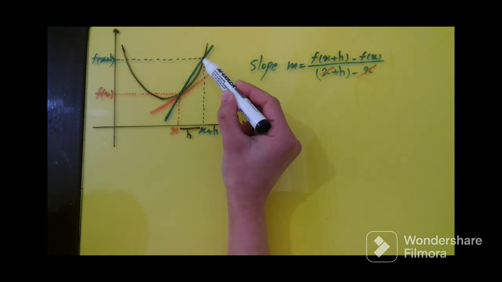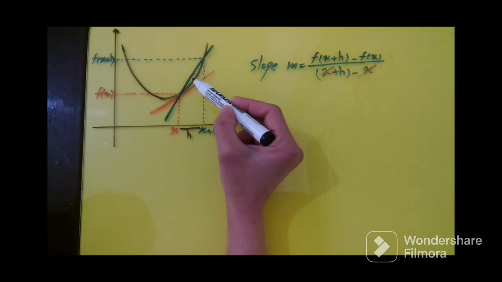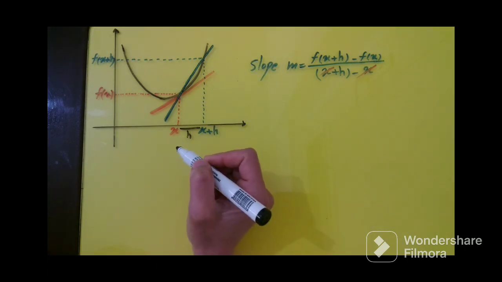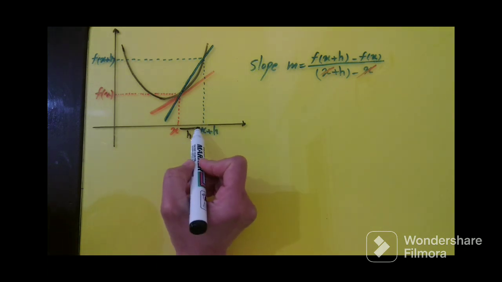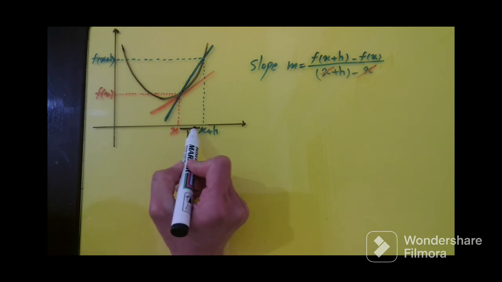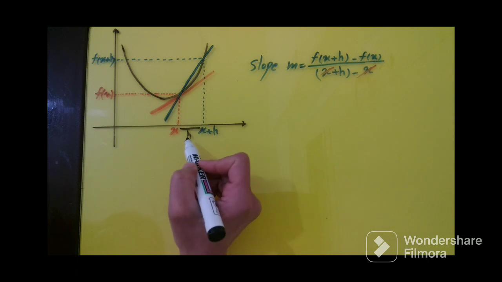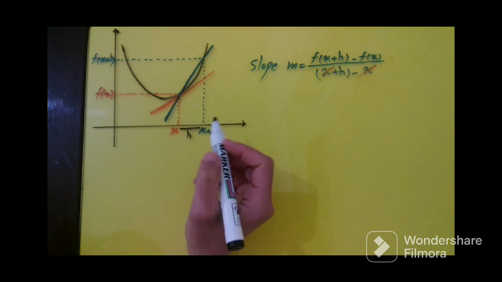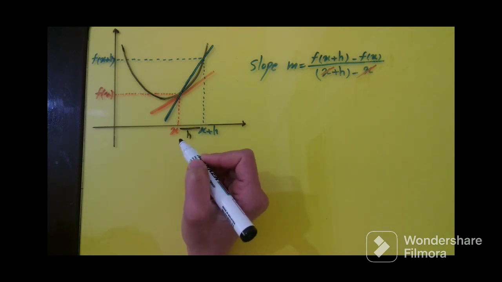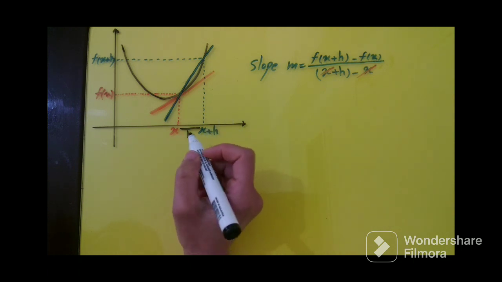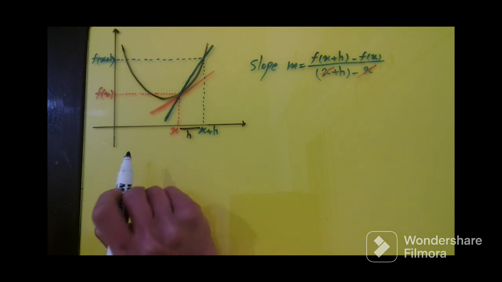If I approach this point more and more to this point, what will happen? The distance between these points will decrease. In other words, h approaches 0. What do you remember? Congratulations, you are right. It's the concept of limits.